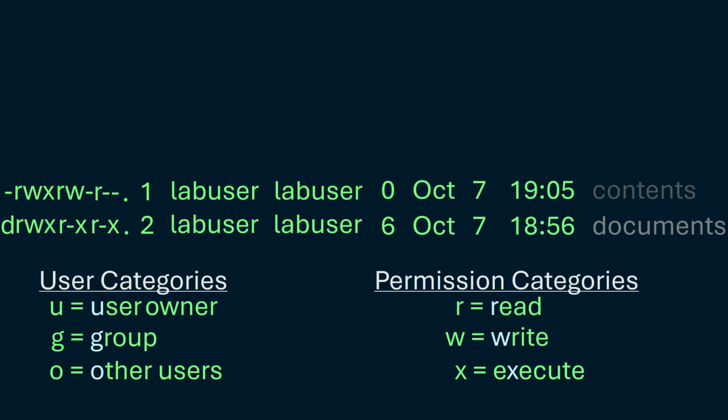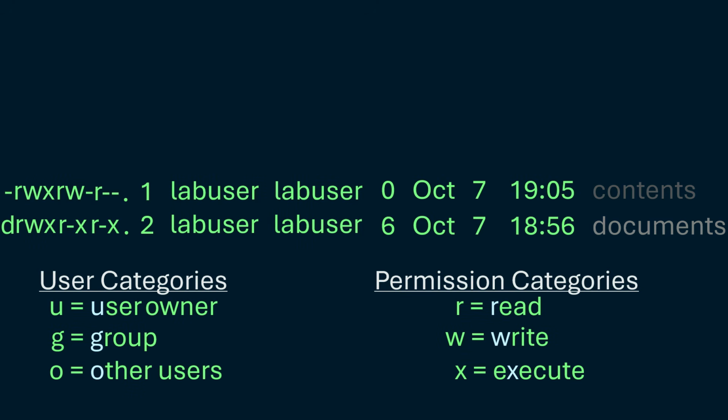Let's explain each of these categories in the next example. We notice here that the owner's permission is RWX, which means that the owner can read, write, and execute the file. For the group, it's RW-, meaning that the group members of lab user group can read and write, but they cannot execute the file. The dash means disabled. And finally, all other users can only read the file.